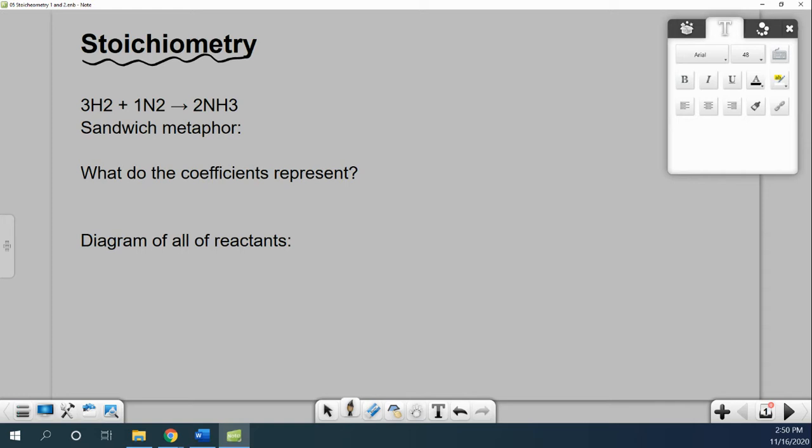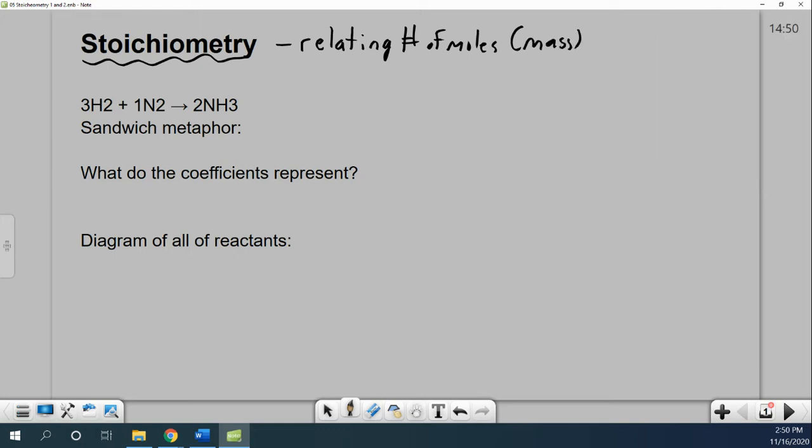It has to do with relating number of moles, which can also be converted into mass, of reactants and products. So like if I tell you how many grams of a certain reactant you have, you should be able to tell me how many grams of a product I could produce using that.